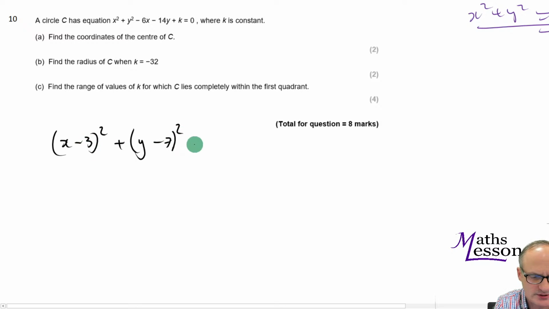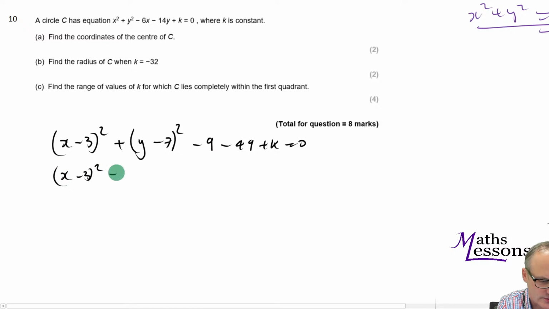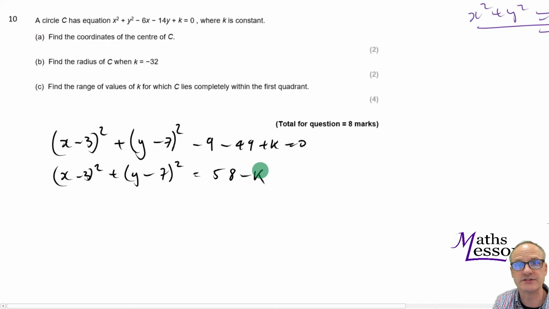So that's going to mean I need to take away 3 squared, which is 9. I'm going to take away 7 squared, which is another minus 49. And I've got this plus k here equals 0. So I can find the coordinates of the centre of C. I'm just going to get everything on the other side just for completeness, ready to do the next part of the question, because I'm going to need to do that anyway. So I'll get everything onto the other side. So I'm going to get 58 minus k on the other side.